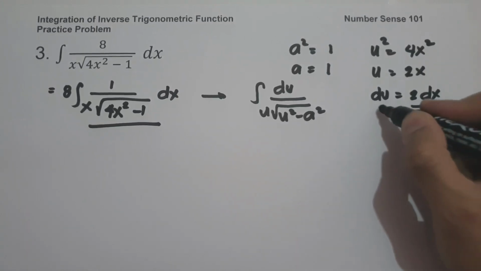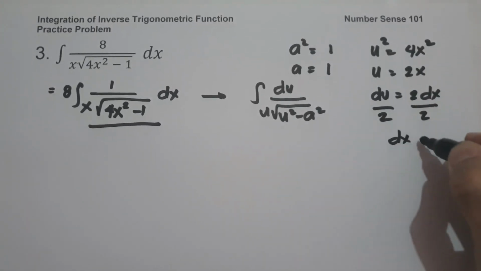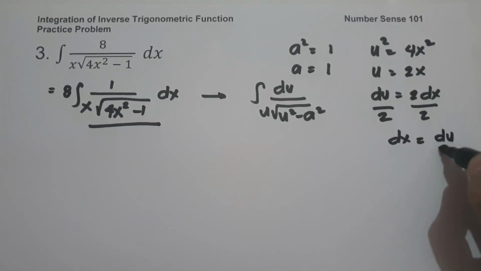So let us divide both sides by 2. So dx will be du over 2.